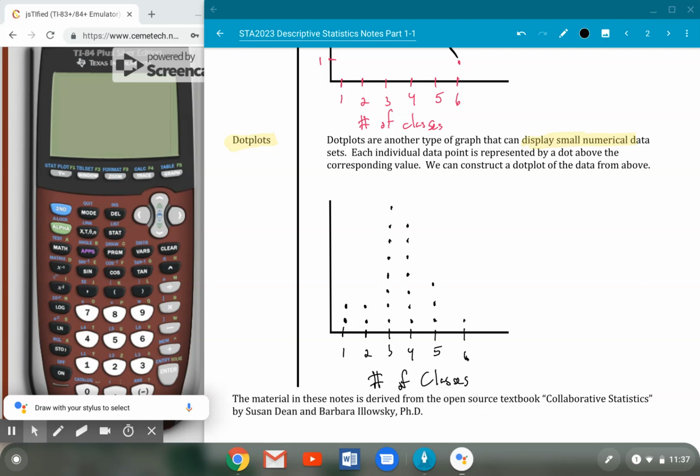So we can see a similar shape to our line graph. 3 classes, 4 classes, the most common, ranging from 1 to 6 on the low end to the high end. So thus far for small numerical data sets, we have the dot plot, the line graph, and the stem plot.